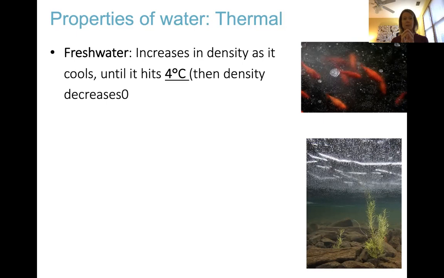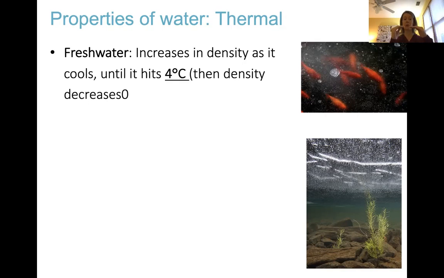That's the magic number. Oh, whoops, sorry about that typo. And then density decreases. That 0 should be an end parentheses. So at 4 degrees Celsius, you get this weird cutoff. So density is increasing to 4 degrees Celsius.